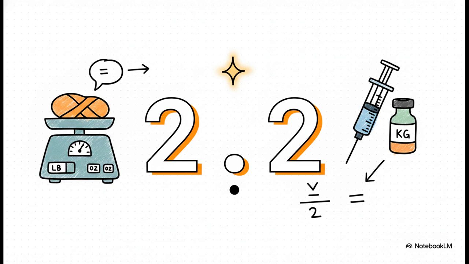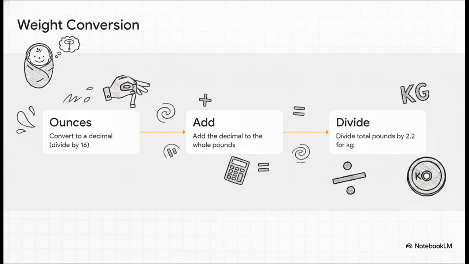It sounds incredibly basic, but if you don't get the patient's weight right here, nothing else matters. You cannot skip or estimate this. Let's look at what happens when a baby comes in weighing 17 pounds and 9 ounces. You don't just eyeball it. You follow 3 precise steps.